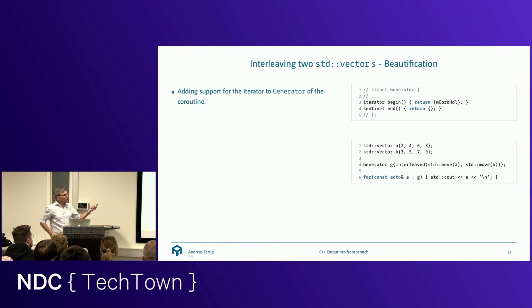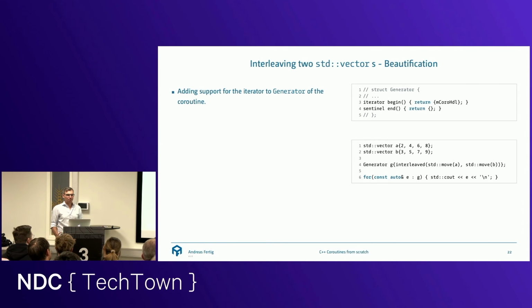Usage-wise, I still have my two std vectors A and B. I create my generator G, my coroutine, by calling the coroutine interleaved, moving the two std vectors A and B into the coroutine. And now the nice part is that I have a range-based for loop now where I can iterate over G, grab a value and cout that one. So all the other abstraction is now gone. No need to know whether to call resume or value first. The abstraction does it. So this is how I wanted to present it to my users. The other part was very ugly.